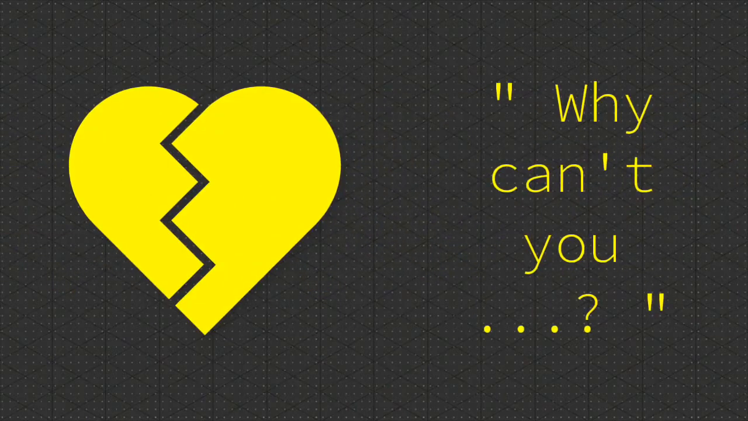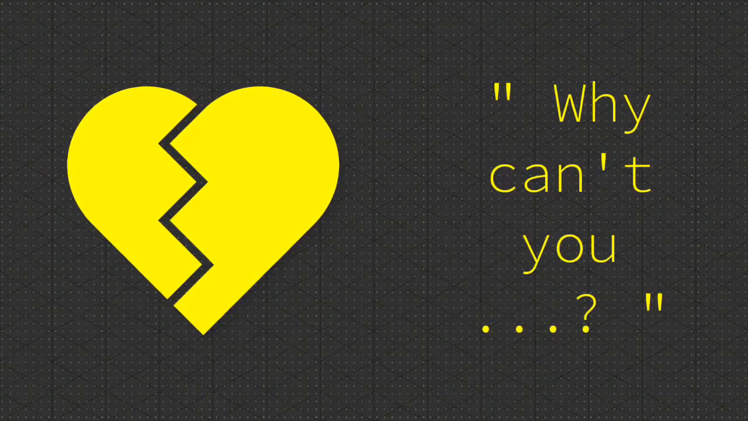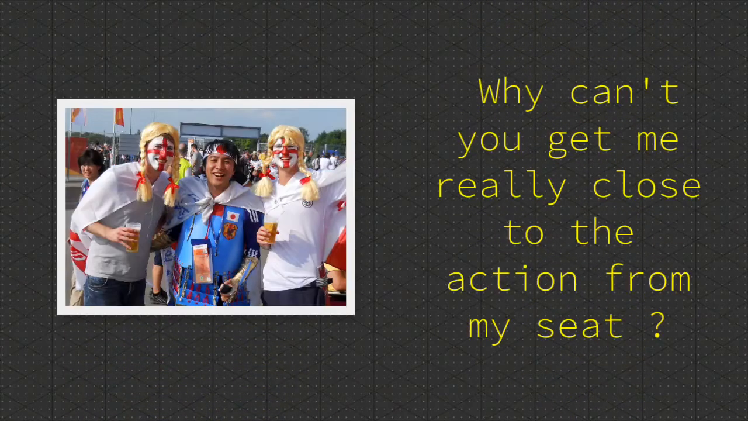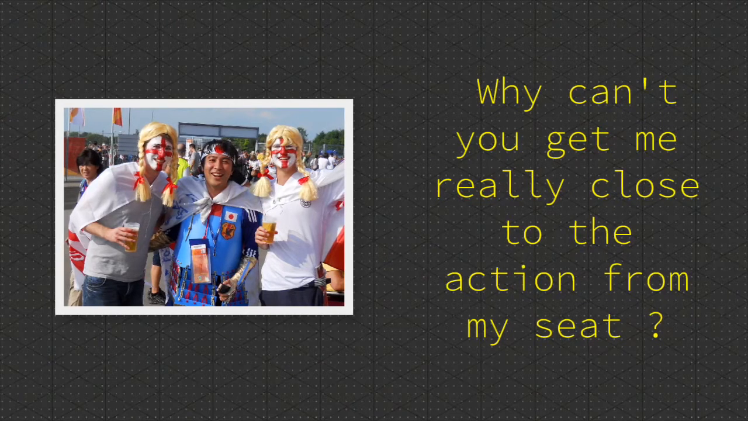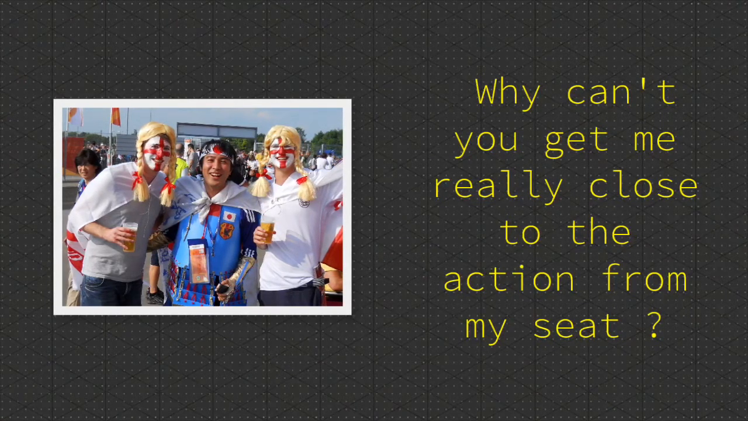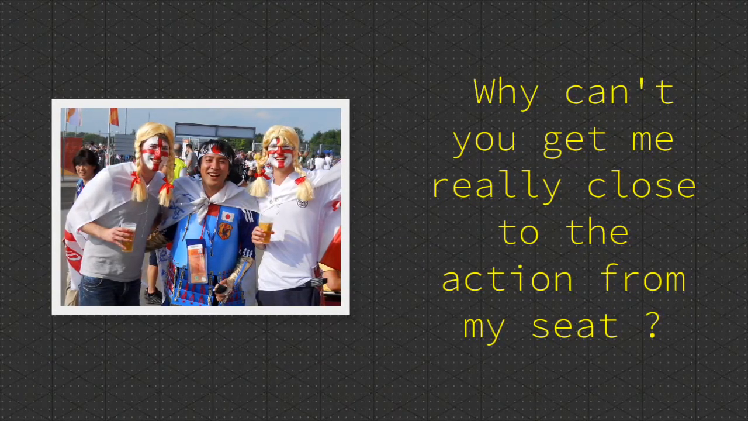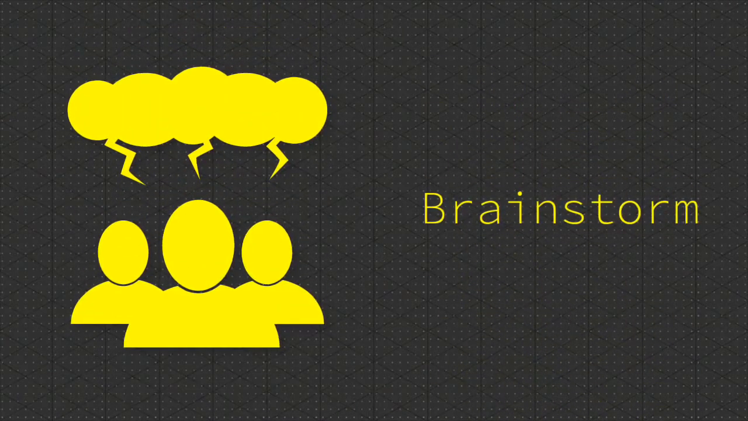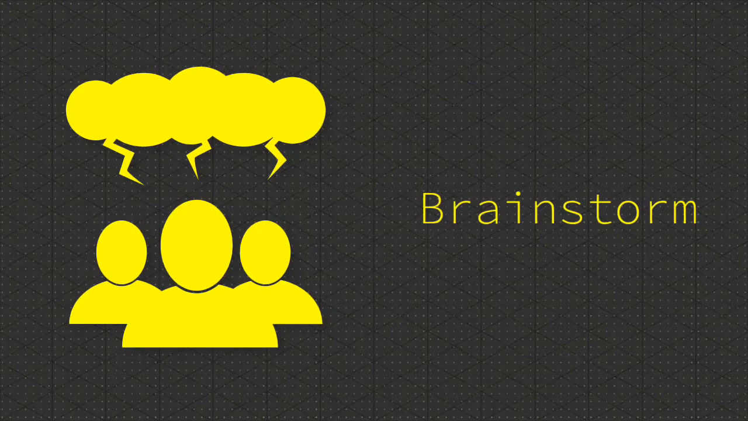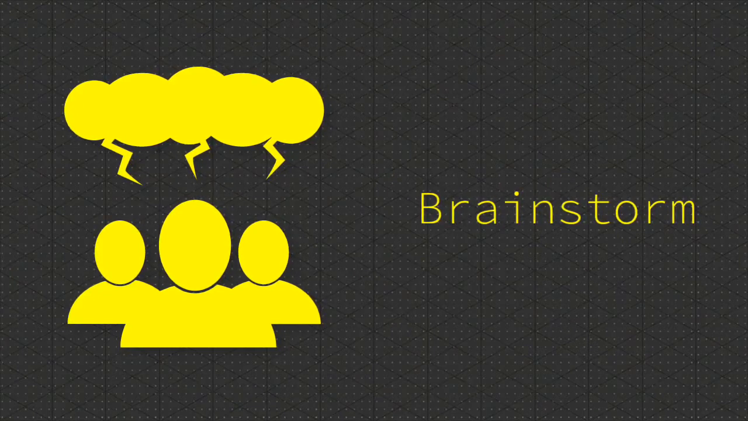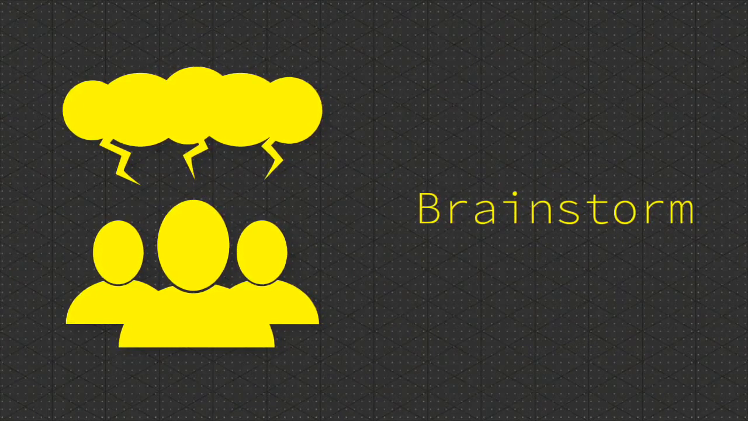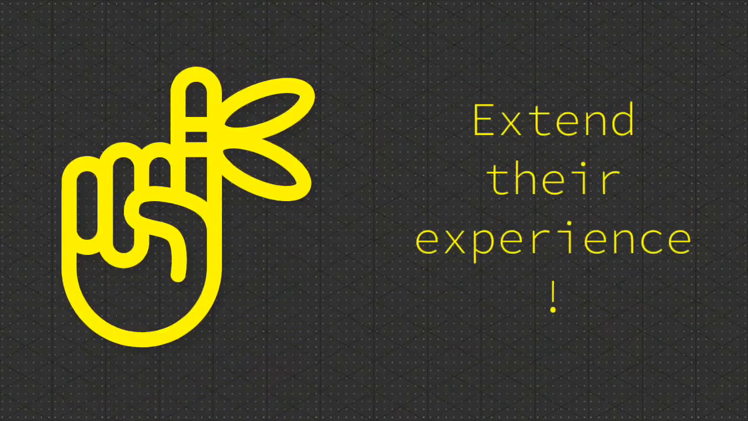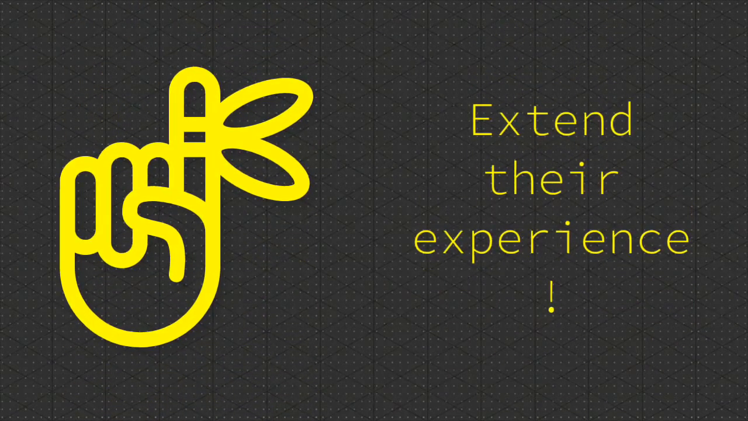Once you've met them, convert what you've seen, heard or felt into what we call why can't you statements. So for example, we spoke to the fans and you sensed what they really want to do is get close to the action. It might be, why can't you get me really close to the action from my seat? Now for the fun part. Put this question up on the wall, get 5 people who are completely unlike you into a room and tell them, find as many ways as you can to answer this question. That's your brainstorm. And from the lot, pick the ideas which extend their experience.